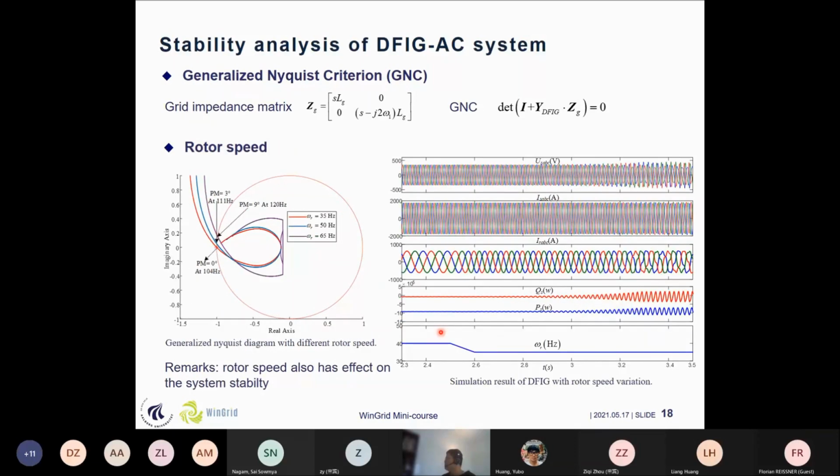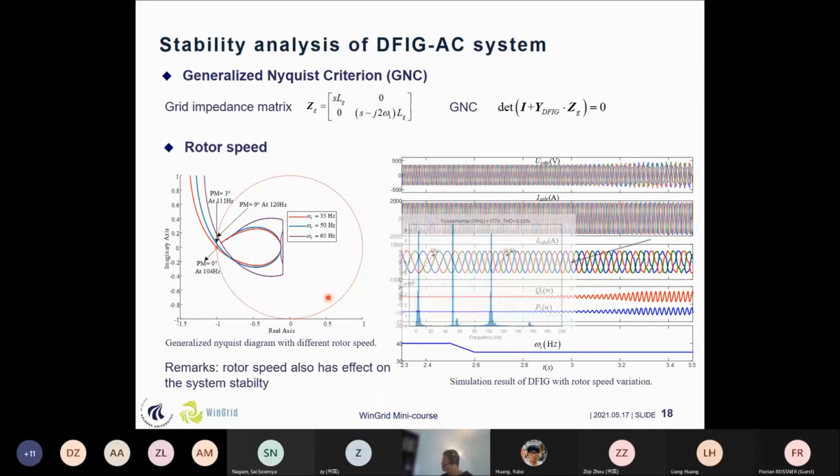And this is one more aspect, when we consider the rotor speed change. The omega r equal to 35 Hz means the subsynchronous rotating rotor speed. The omega r represents the rotor speed in the frequency domain. So omega r equal to 50 Hz represents the synchronous speed, and omega r equal to 65 Hz represents the super-synchronous speed.